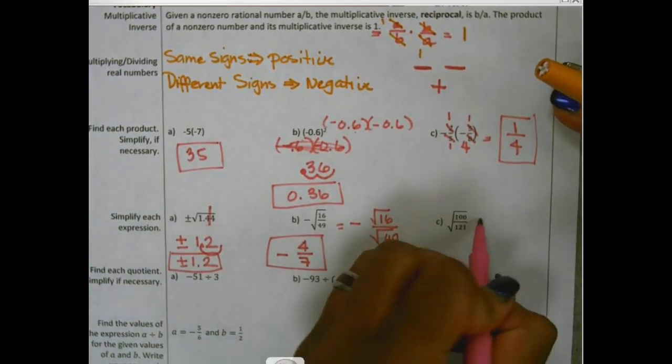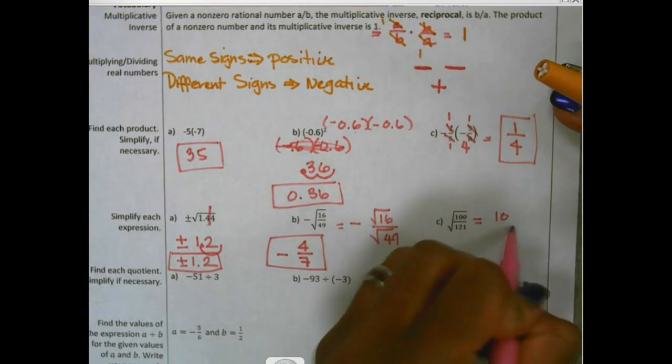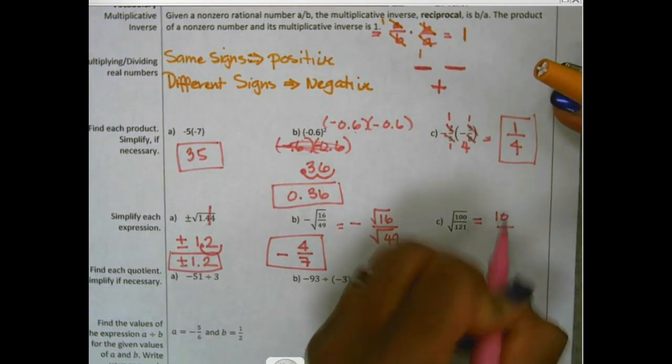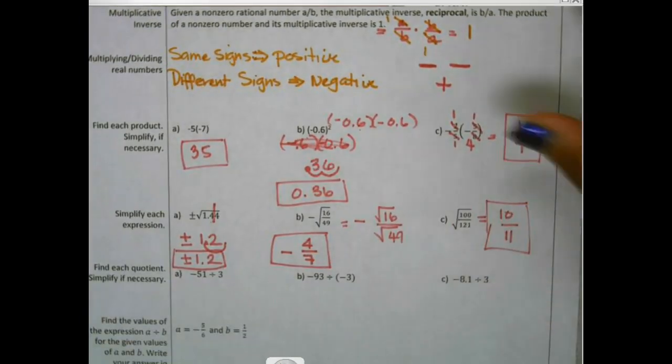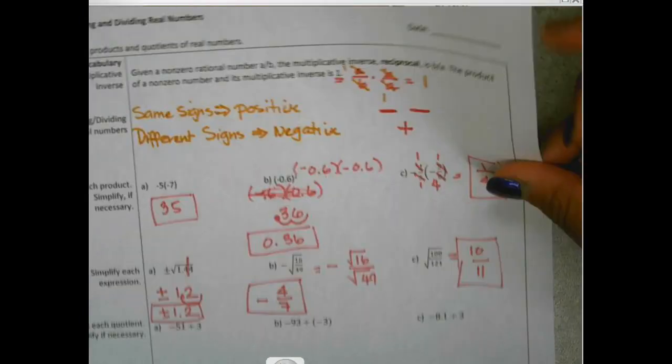Square root of 100 is 10. Square root of 121 is 11. That's a horrible box. My bad. And it's positive because they didn't have a sign in front.